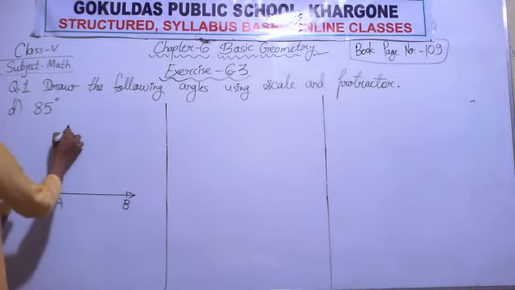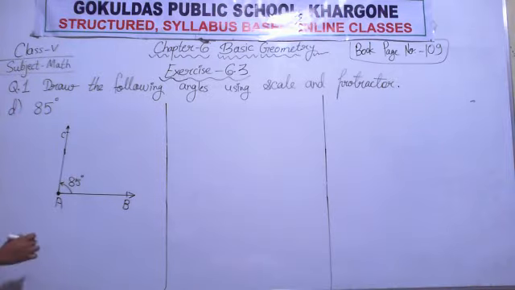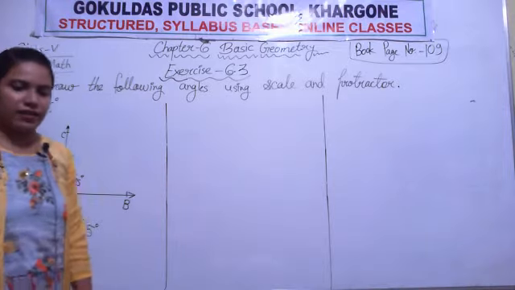Give name to this point as C. So this is showing 85 degree. So angle CAB is of 85 degree. Okay. So this is how we draw angle 85 degree.